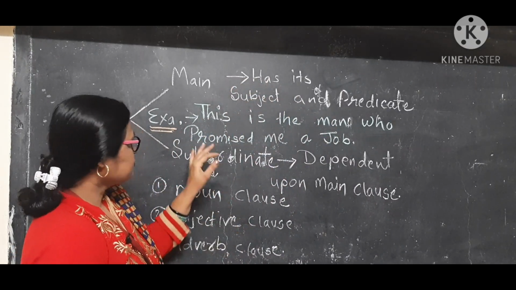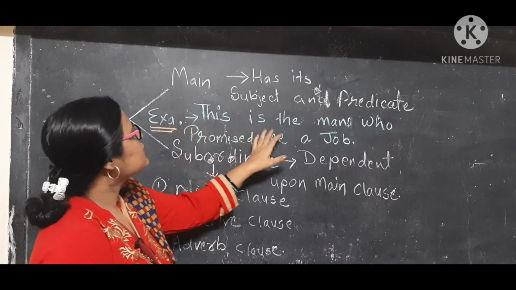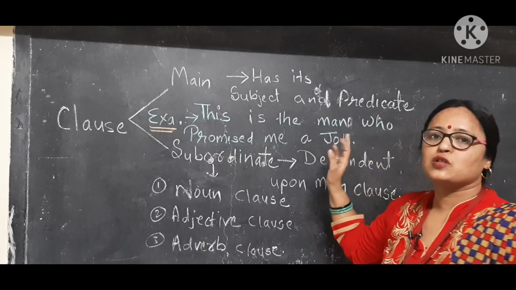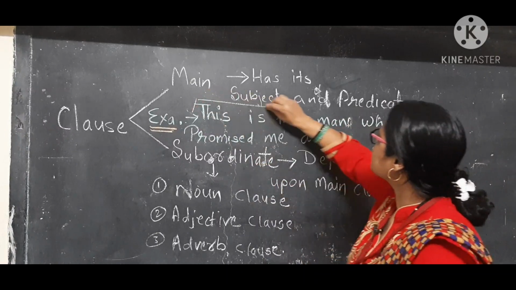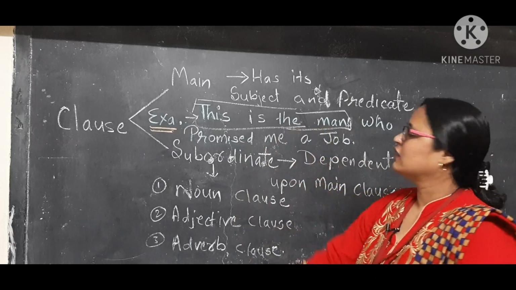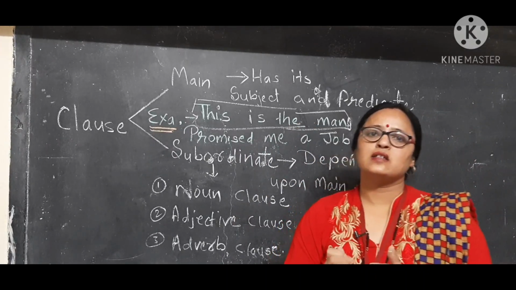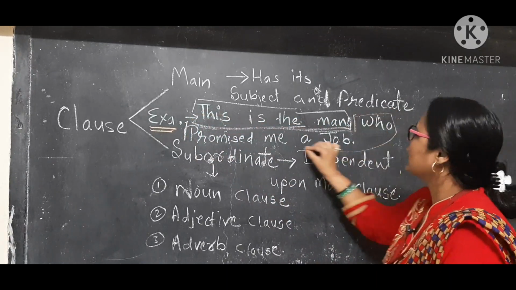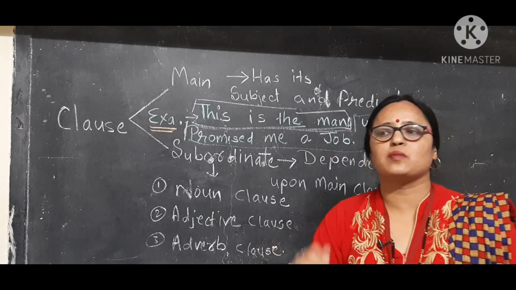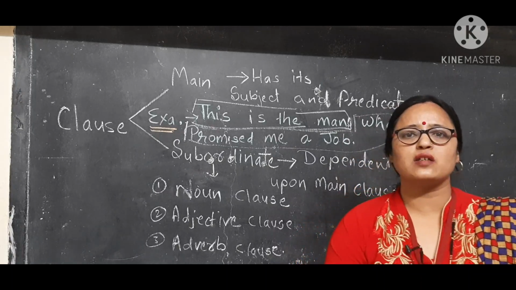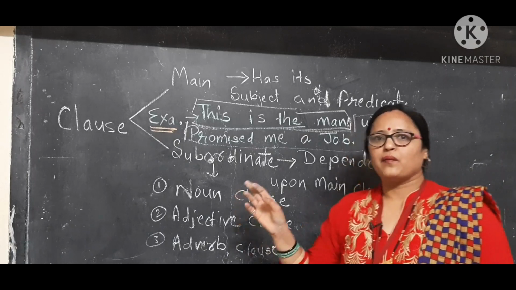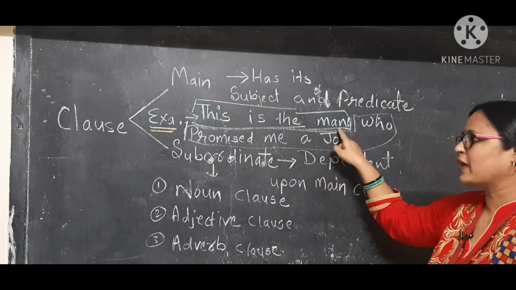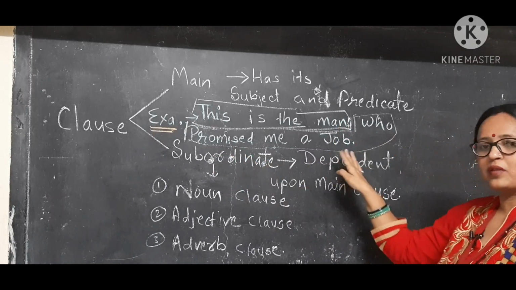Okay, so let us see another example. This is the man who promised me a job. So my dear friends, you can see that the part this is the man is a complete sentence and it is the main clause. While if we see the second part, who promised me a job, it raises a question: who, what about? So who promised me a job is dependent upon this is the man. So this is the man is the main clause and who promised me a job is the subordinate clause.